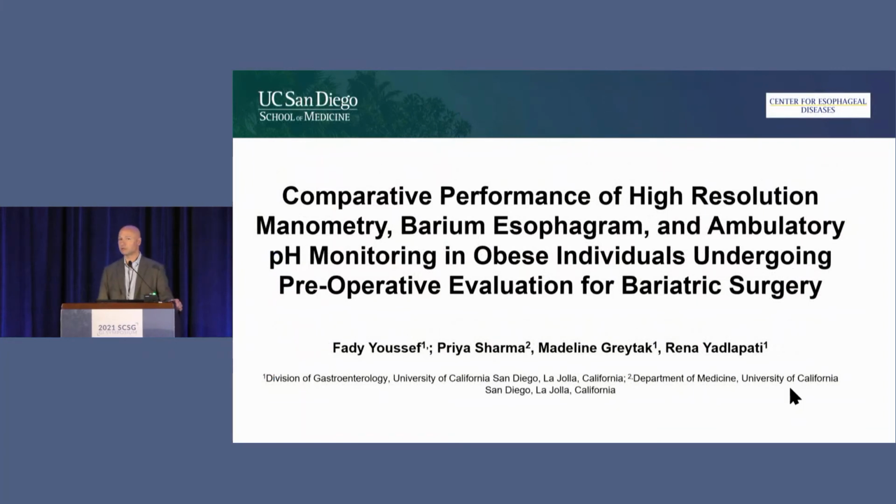So now we come to another study, another Southern California study. So this is looking at function testing in bariatric surgery, or in patients who are getting a preoperative evaluation for bariatric surgery. So this is from the UCSD group, and this is a really important topic. More and more, we all know that obesity is a huge epidemic, no pun intended, but there are so many people being referred for bariatric surgery.